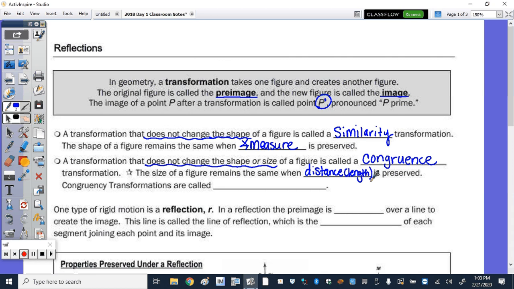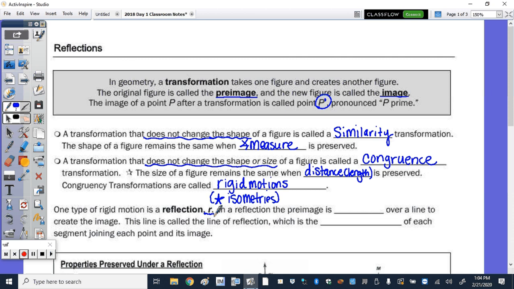And congruency transformations. So we call these, and the Regents calls these congruency transformations, rigid motions. Again, I want you to make note of another term, and that's an isometry, or isometries, plural. And then last, before we move it up, it says one type of rigid motion is a reflection. And reflection is noted with the lowercase r, which I'll point out again later on in the notes.